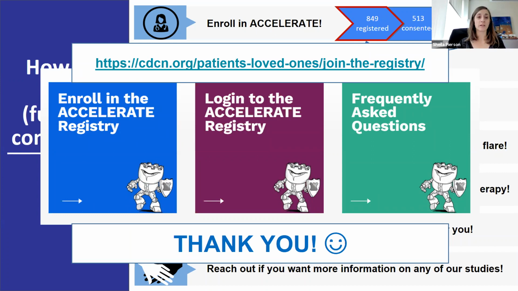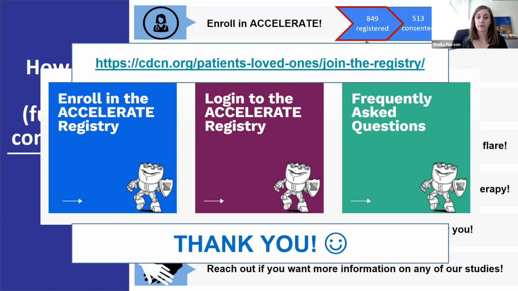Well, this is the website, cdcn.org/patients-love-1/join-the-registry. If you go there, you can enroll in the registry. You'll see these 3 big buttons. This blue button here, if you click on that, it'll take you straight to the enrollment form for Accelerate. This purple button, this will take you just to the login platform in case you want to fill in your surveys or something like that. And this green button will give you a little bit more information about the study.